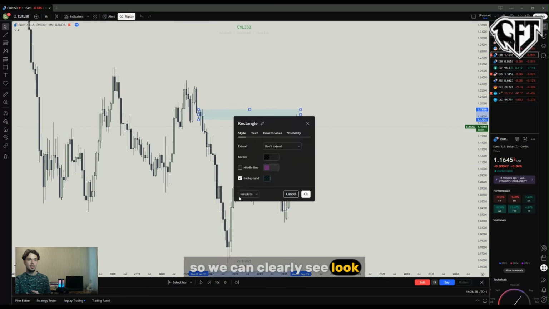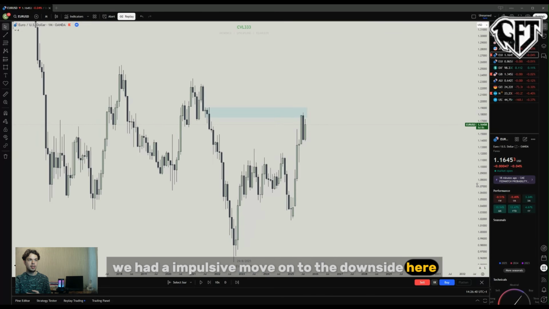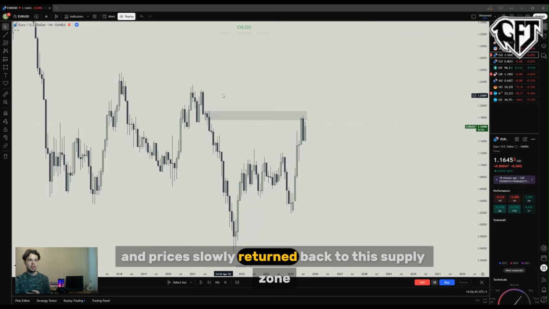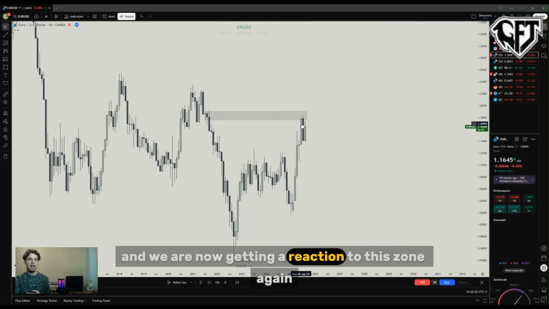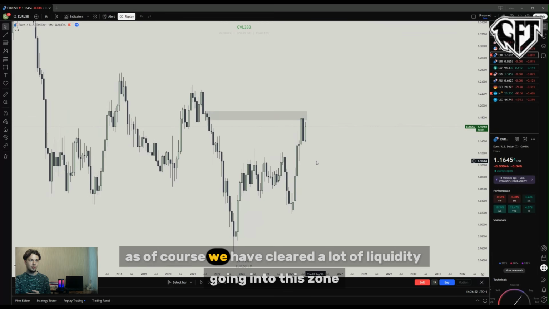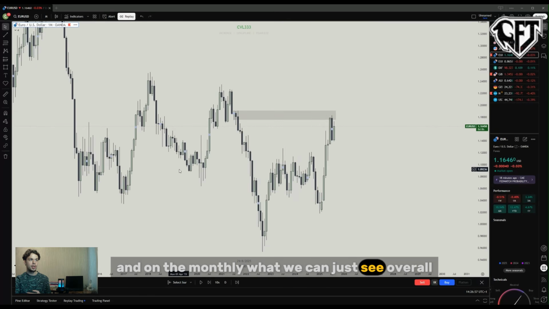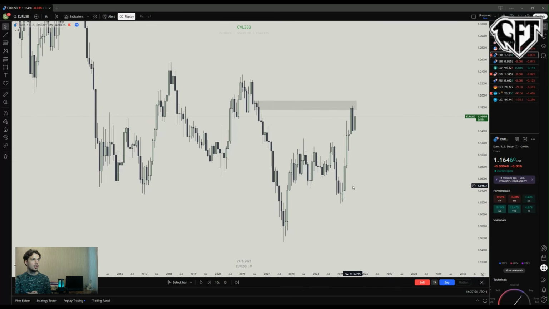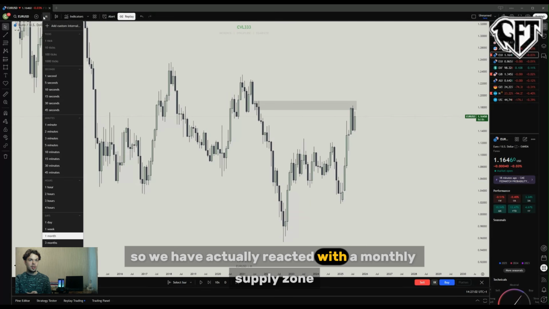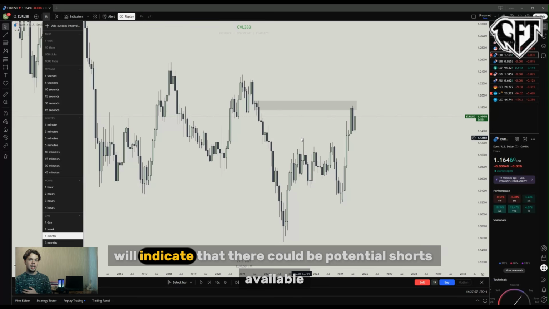So we can clearly see, look, we had an impulsive move onto the downside here, and price has slowly returned back to this supply zone where that supply was initially injected into the market from, and we are now getting a reaction to this zone again, as of course we have cleared a lot of liquidity going into this zone. And on the monthly, what we can see overall is that the order flow is currently bearish on that monthly time frame.